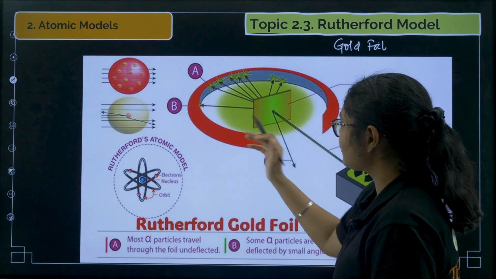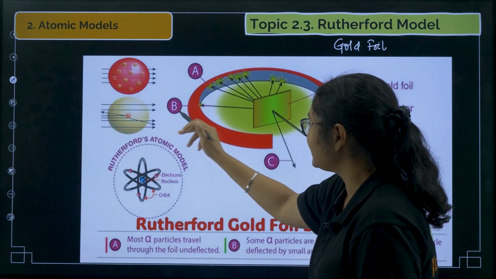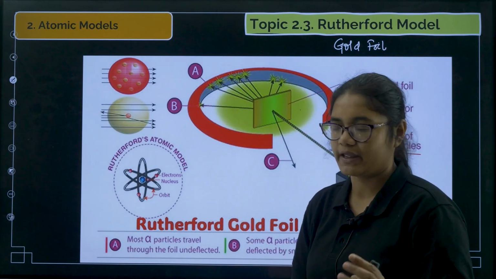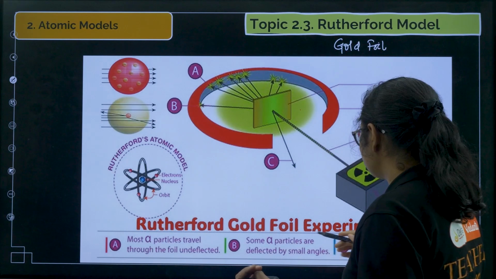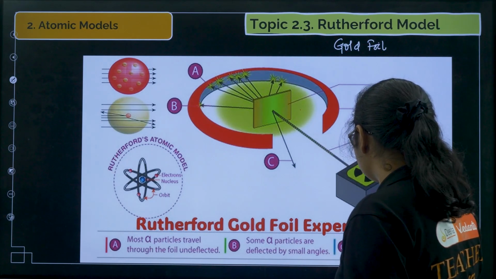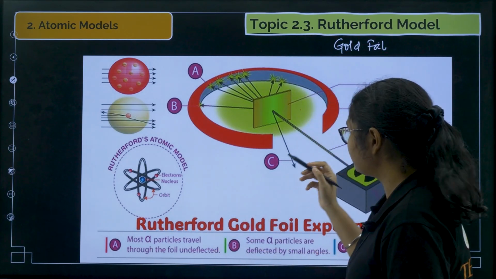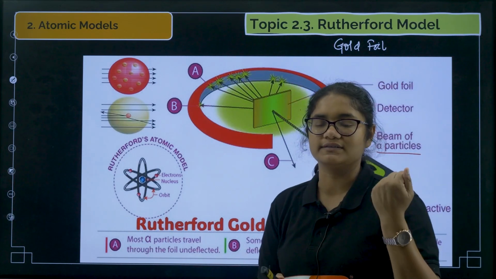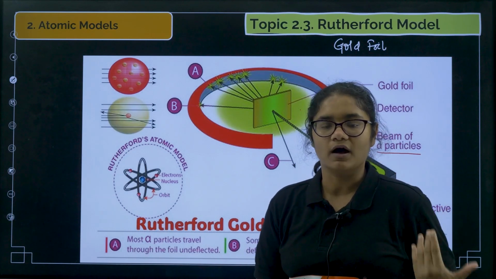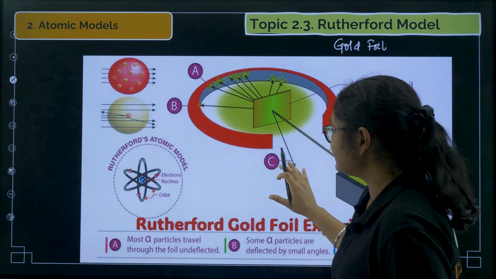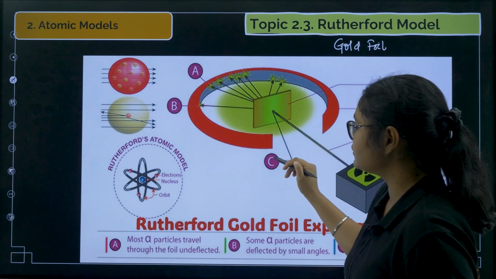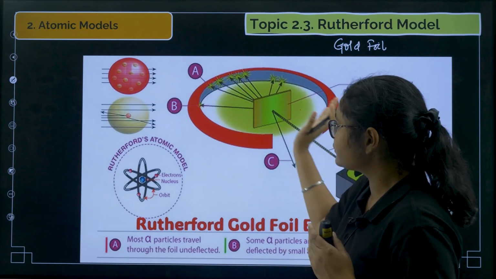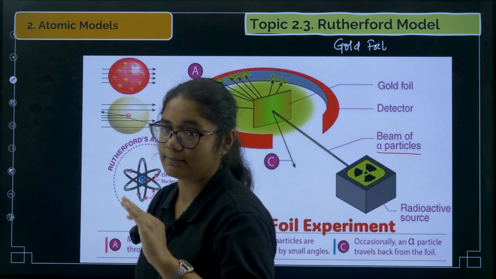Next, the second observation was some of the alpha particles were deflected by some angles. You can see this in B. When these alpha particles came here, they got deflected by a small angle. And the third observation, C, is that occasionally an alpha particle travels back from the foil. Very few alpha particles were seen traveling back, they just reverted back towards the source. Very few particles behave this way. Most of them moved straight through the gold foil, and very few of them got deflected.